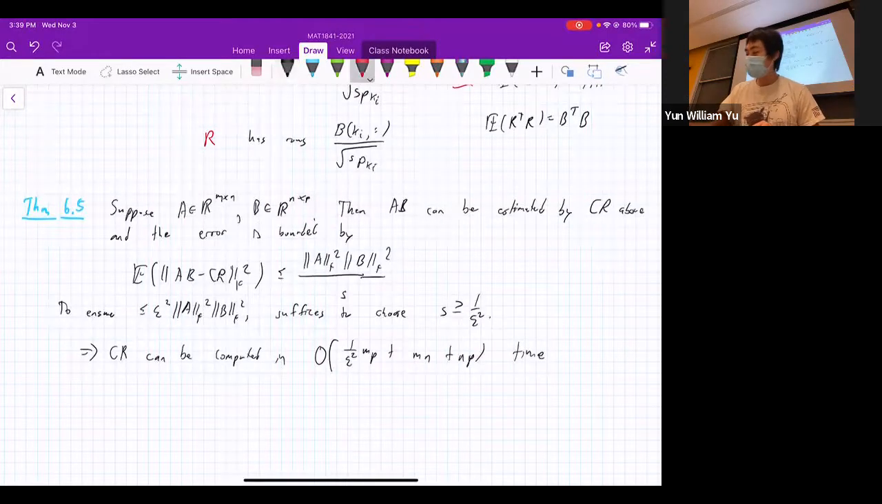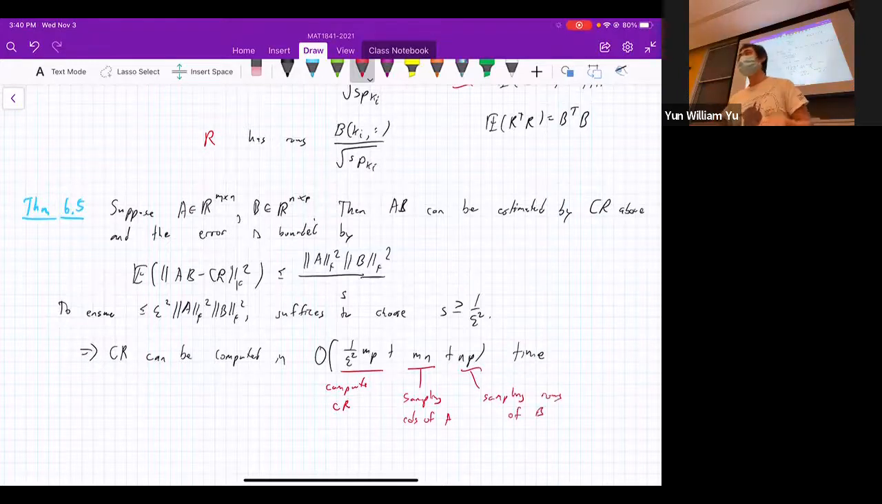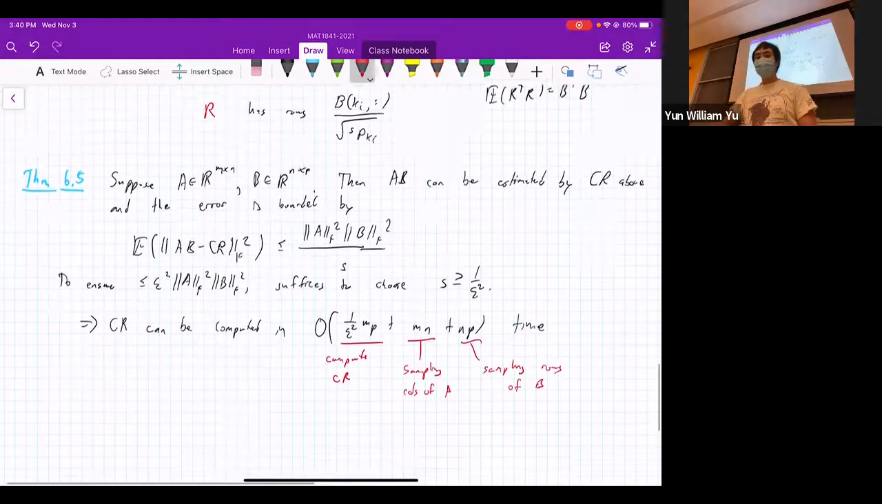Where are all these pieces from? Well, this is actually computing CR. And this one here is just sampling columns of A. And this one here is sampling rows of B. By which I mean we need to actually measure their lengths. And so you can't get away from reading those matrices. But this is what we get.